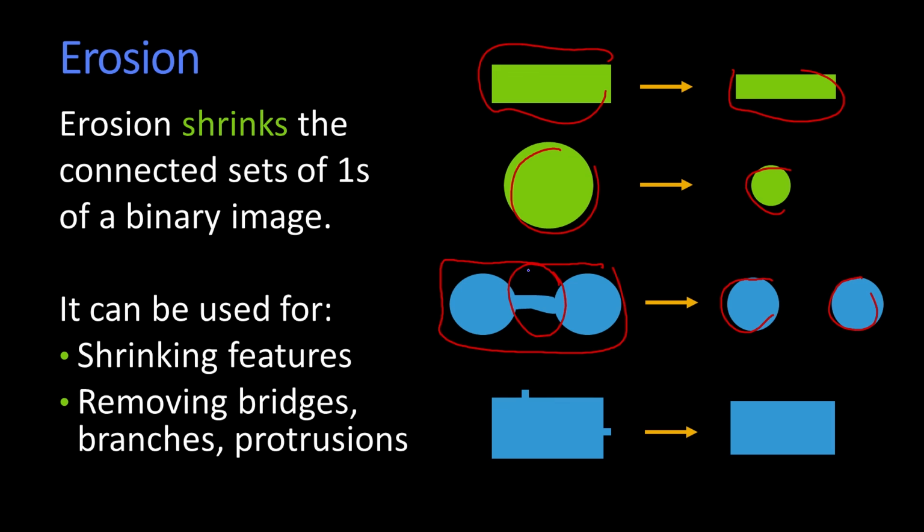Important thing is that that middle part went away. And here you see that these little protuberances went away when the entire thing shrank. And that's referred to as erosion, okay?